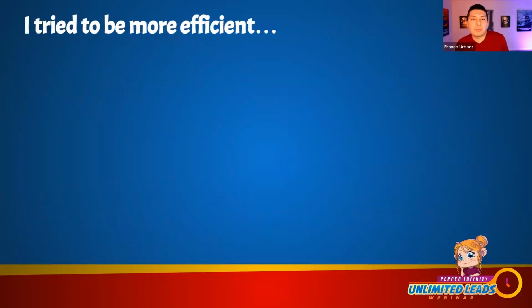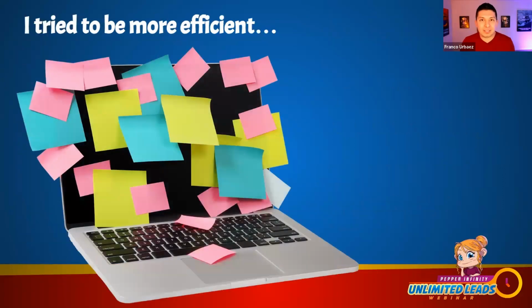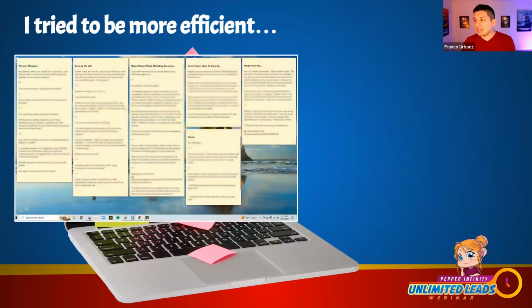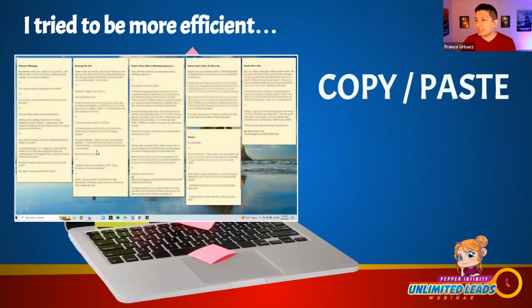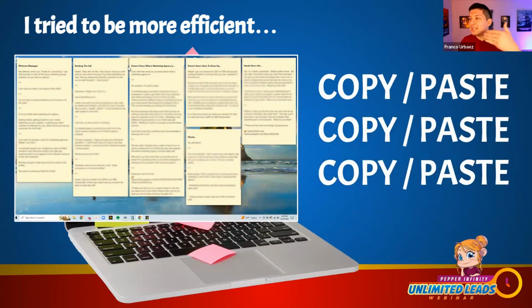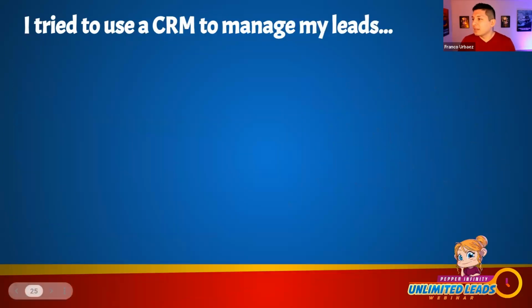So then, guys, I tried to be more efficient. I tried to dial things in, right? So what did I do? I ended up creating a whole bunch of sticky notes that look like this, okay? Just on my desktop, that I would copy and paste to people. When they didn't know what a marketing agency was, I would copy and paste this message for them. When I was about to book the call, this is the script I would take them through. When they ghosted me, this is what I would use. I would just copy and paste it, right? So that's one of the ways I tried to be more efficient.